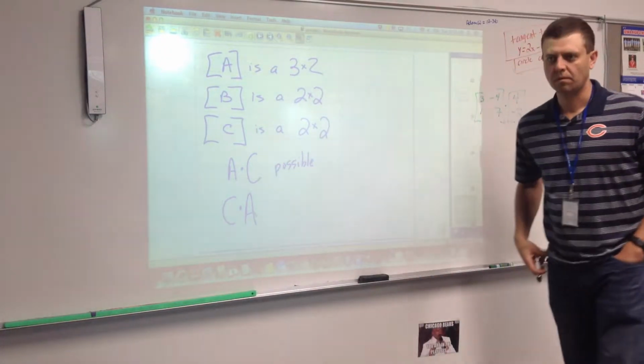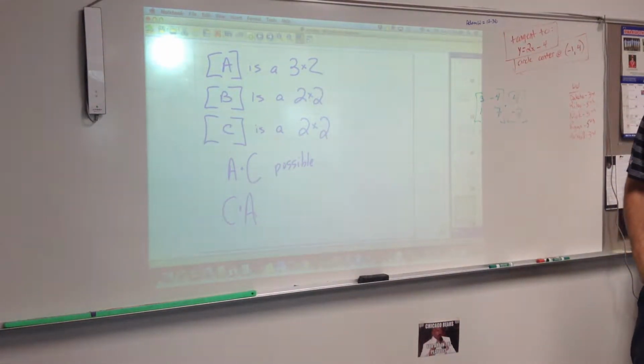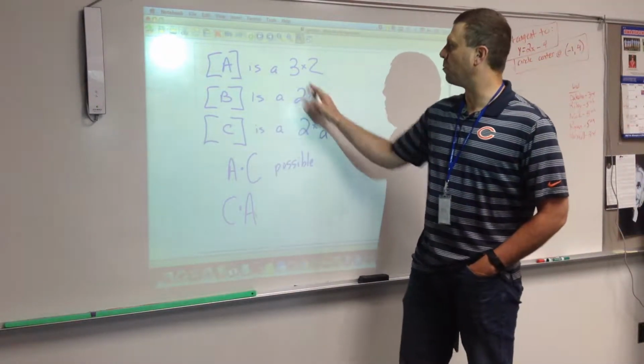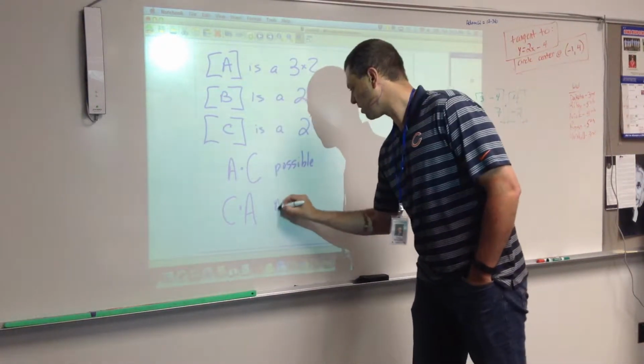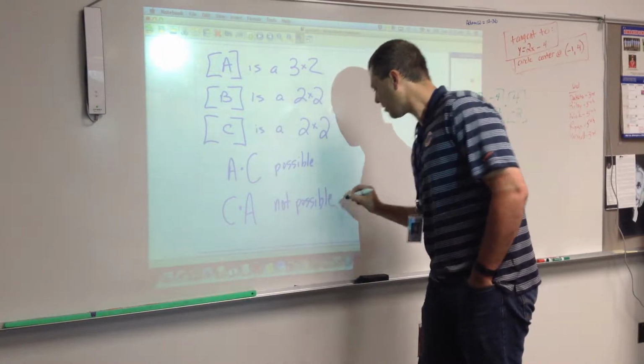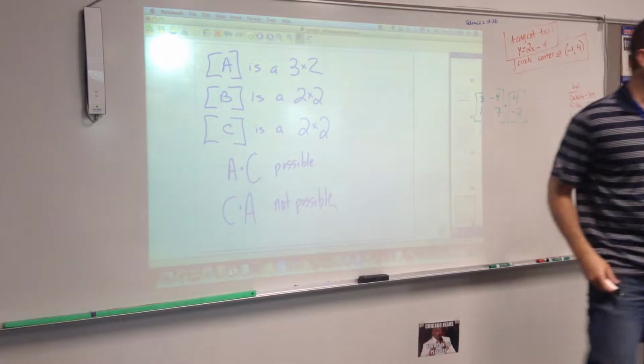No. Because the columns in C don't match the rows in A. So that is not possible.